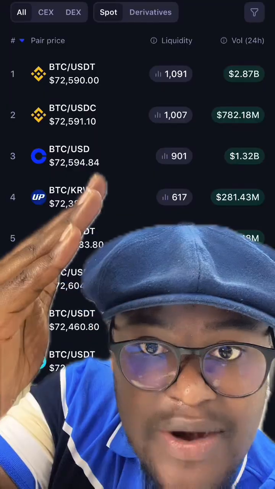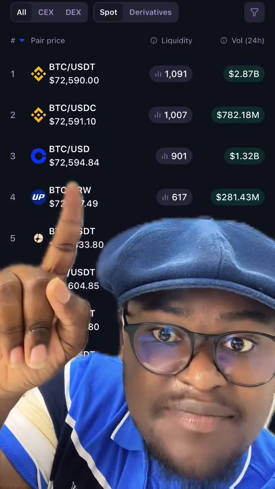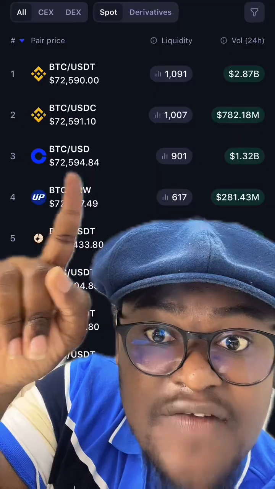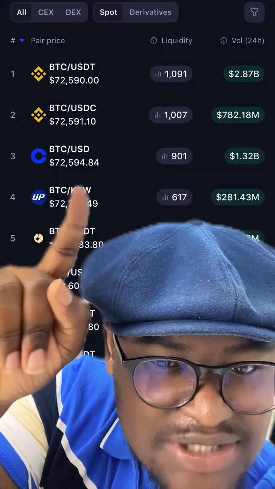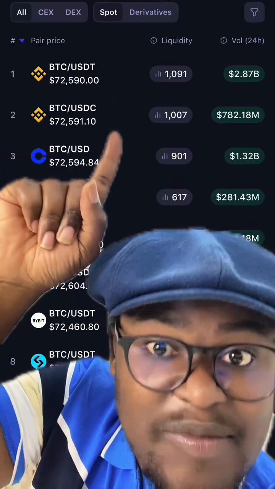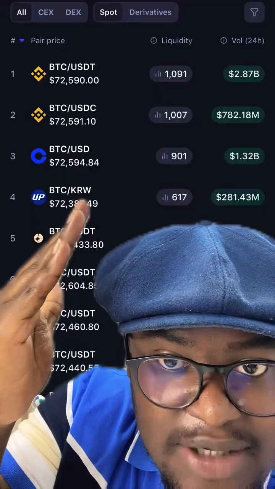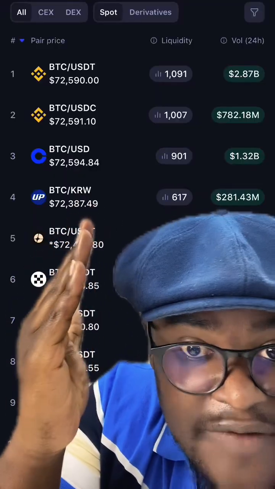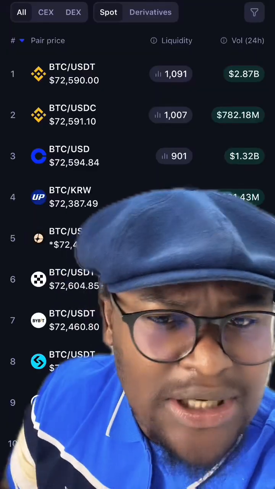Why is this? When we even go to other exchanges, that's on Coinbase right here, we see that BTC's price is $72,594. That's interesting. It's $4 higher than the USDT pair right here and $3 higher than the USDC pair. When we go to things like Upbit, we see that the prices are different. So it just gets more different from there. So why does this happen and what does it mean?